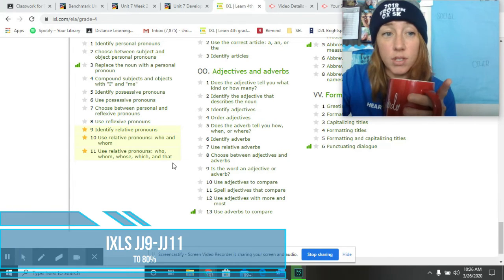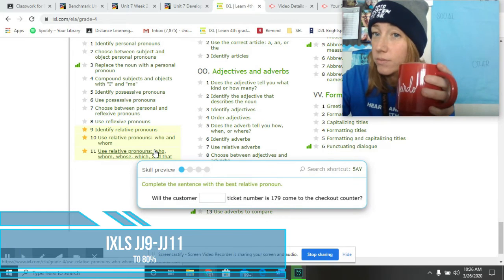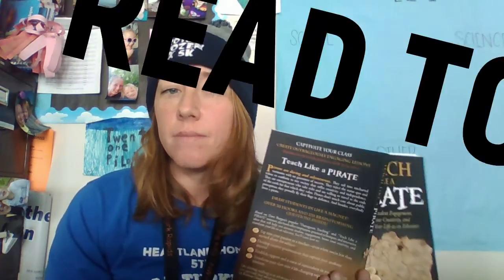Work on those 9, 10, 11 to 80%, and do tomorrow. One more thing. You should have some extra time today. Why don't you read? Read something. Anything. Okay? Read.